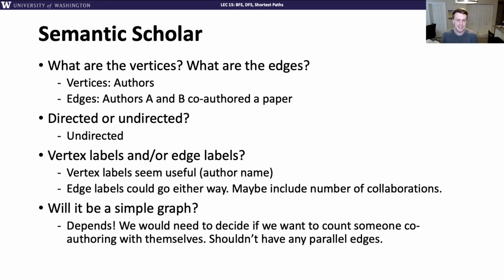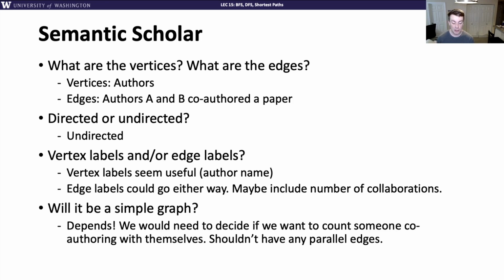And would this graph be simple? Well, it depends. We would have to decide in our implementation whether we want to count someone co-authoring with themselves, because in some sense that's true, but also it's not. And we shouldn't have any parallel edges in this undirected graph. I'm not going to have a co-author count with one person of 5 and another with the same person of 3. We'd probably just represent this as one edge. So we probably won't have self loops or parallel edges. We think we could probably make this simple, but it depends on your context.